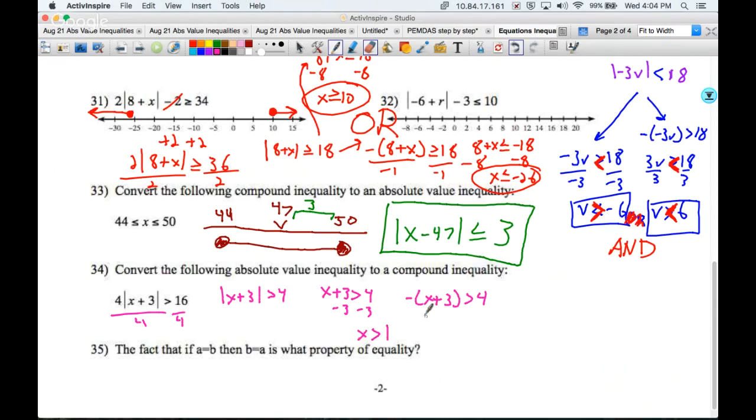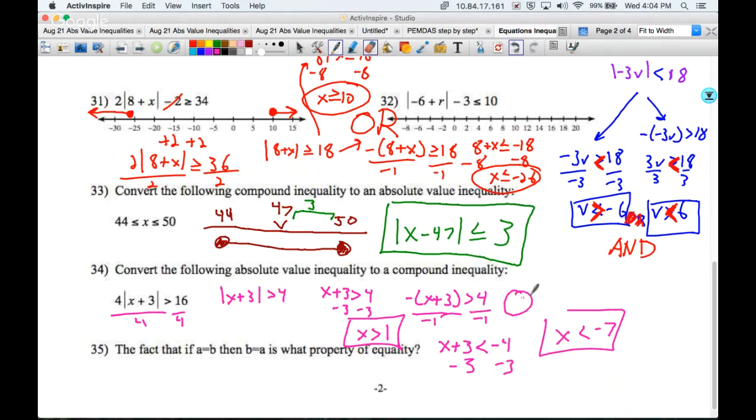On this side, I might divide both sides by -1 to get started here. X plus 3 is less than -4. Sign's got to flip. Subtract 3 from both sides. We get that x is less than -7. And to make it a compound inequality, we've got to join those with the right word. Well, can you be bigger than 1 and less than -7 at the same time? No, so this has to be an OR problem.